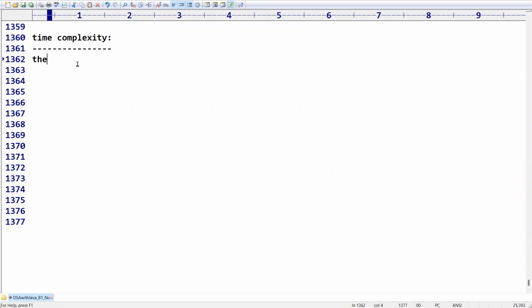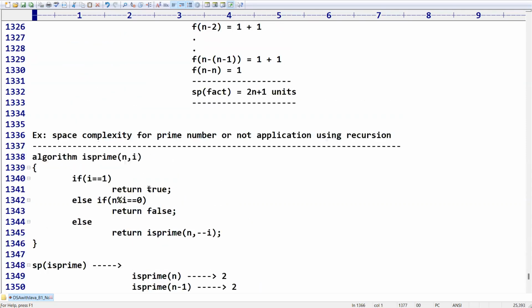Sir, what is meant by time complexity? Sir, one question. In the previous question, for the return function also we will be consuming 1 unit of memory, right? Not for return, sir. Whatever value it is returning, for that. No, for the is prime function, if it is getting called in the recursion, for that we will consume 1 unit of memory, right?